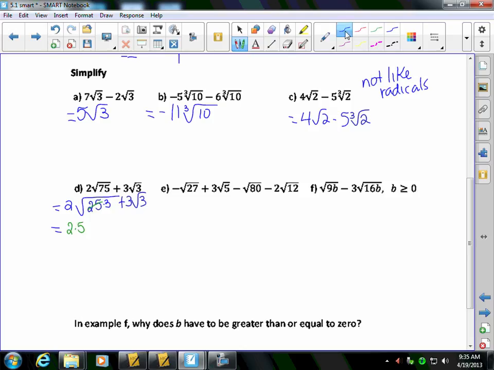And this is where people make mistakes. They take the square root of 25, and they either drop off or don't pay attention to that value that's in front of it. That coefficient in front is being multiplied to the radical, so it's multiplied to whatever you pull out. So I have 2 times 5 is 10, plus my 3, so I have 13 square root 3.